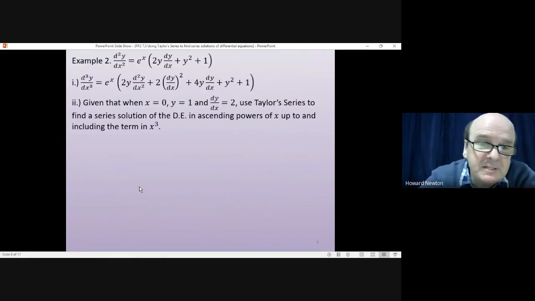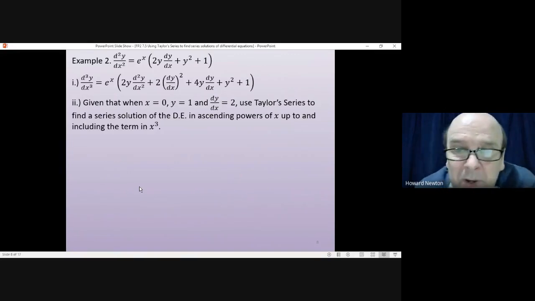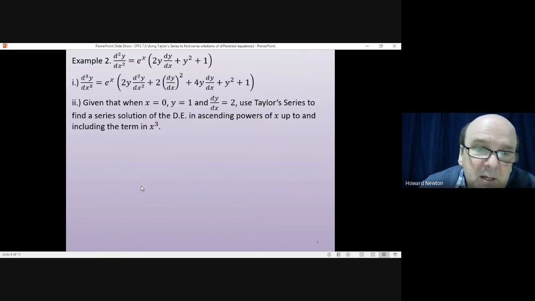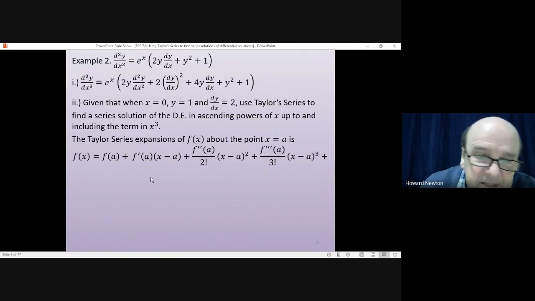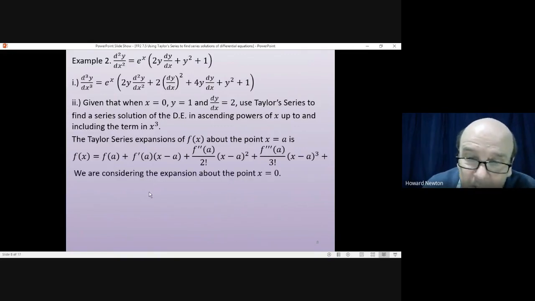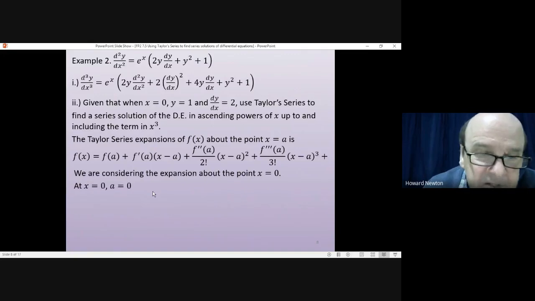Part 2 says, given when x is 0, y equals 1, and dy by dx equals 2, use Taylor's series to find a series solution up to and including the term in x cubed. Well, the Taylor series expansion of f of x about the point x equals a is that. We're considering the expansion about the point x equals 0. The significance of that is if we're considering about the point x equals 0, that means a equals 0.